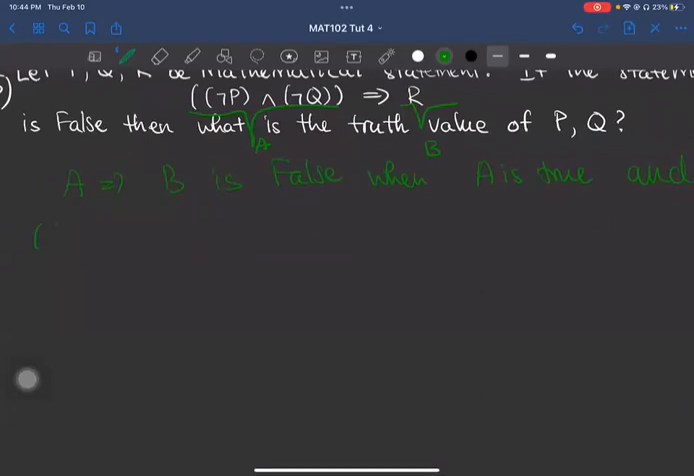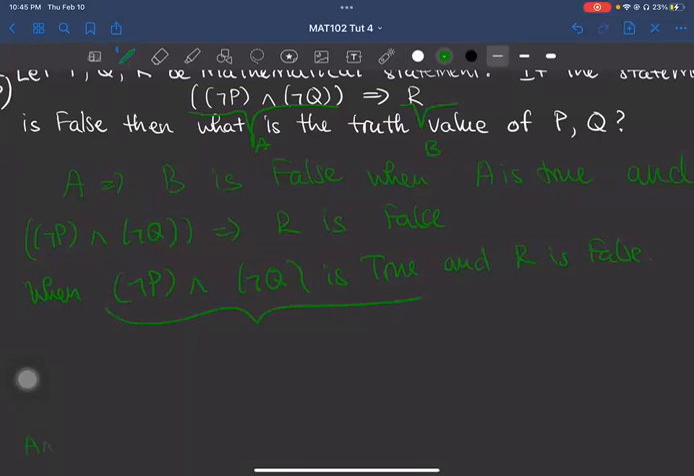So we have not P and not Q implies R is false when not P and not Q is true and R is false. We don't really care about R here because they didn't ask for that. We just care about the values of P and Q. So here we have not P and not Q is true.